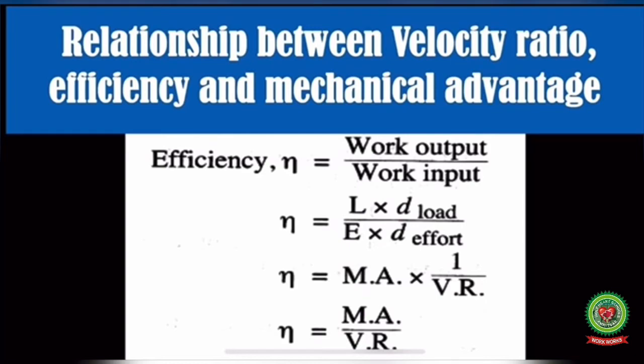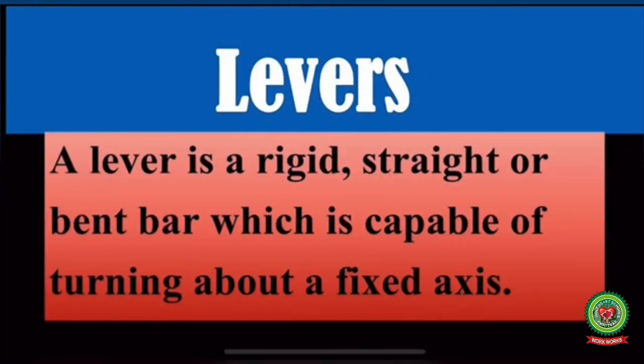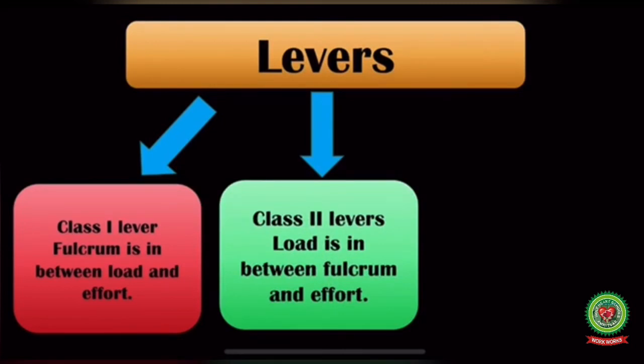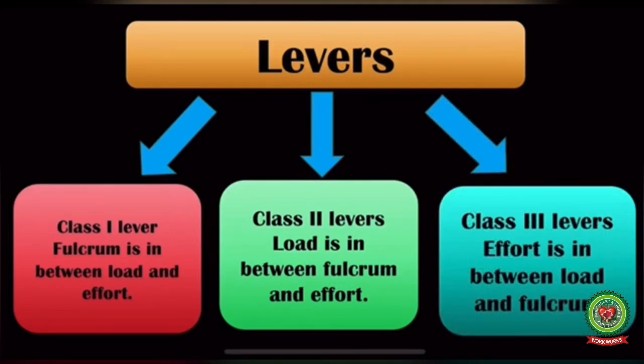The next topic is levers. A lever is a rigid, straight or bent bar which is capable of turning about a fixed axis. Levers are of three types. Class 1 lever. In class 1 lever, fulcrum is in between load and effort. Then we have class 2 levers. In class 2 levers, load is in between fulcrum and effort always. And then we have class 3 levers. In class 3 levers, effort is in between load and fulcrum always.